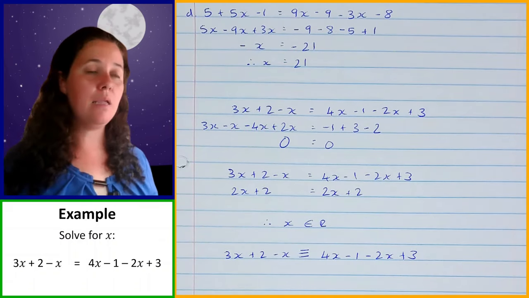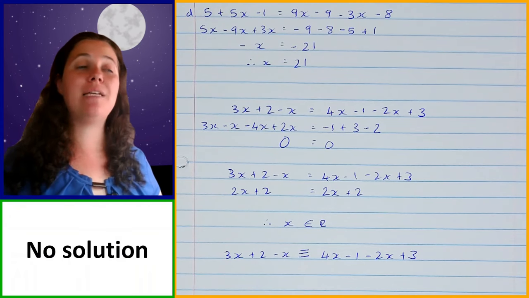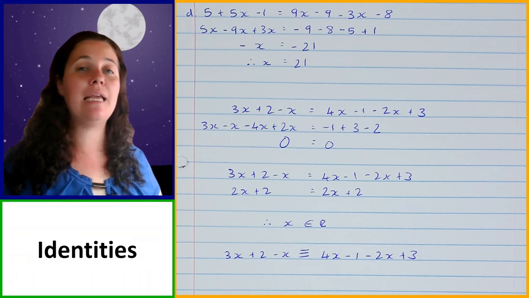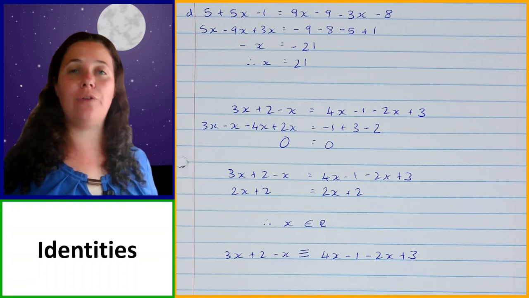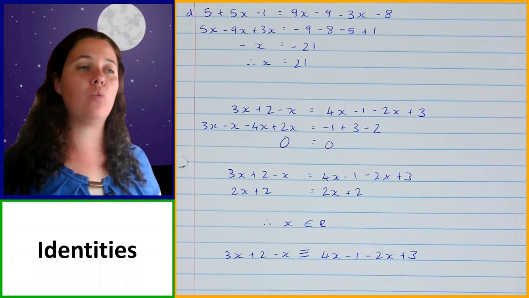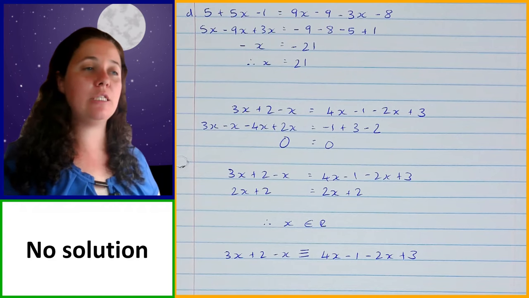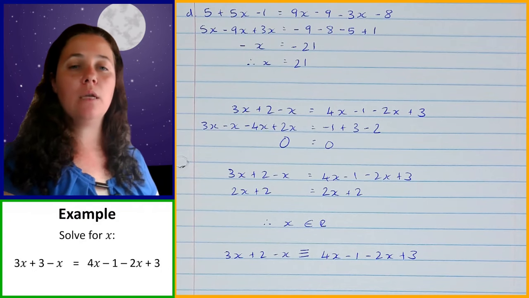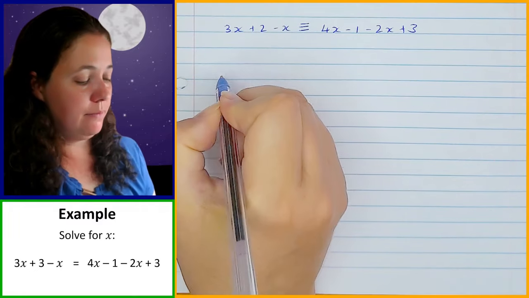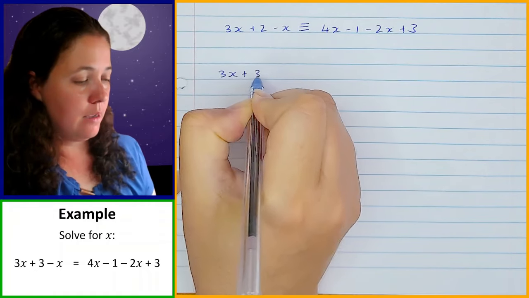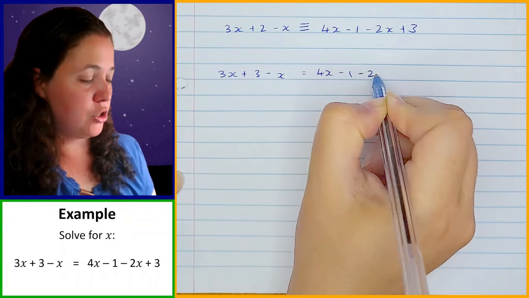Okay. Now we're going to go and have a look at a different one where there is no solution. So an identity has an infinite number of solutions because any value of x will work. Now let's have a look at what happens when we have no solution. Okay, so in the next example we're going to be doing, we have got over here 3x plus 3 minus x equals 4x minus 1 minus 2x plus 3.